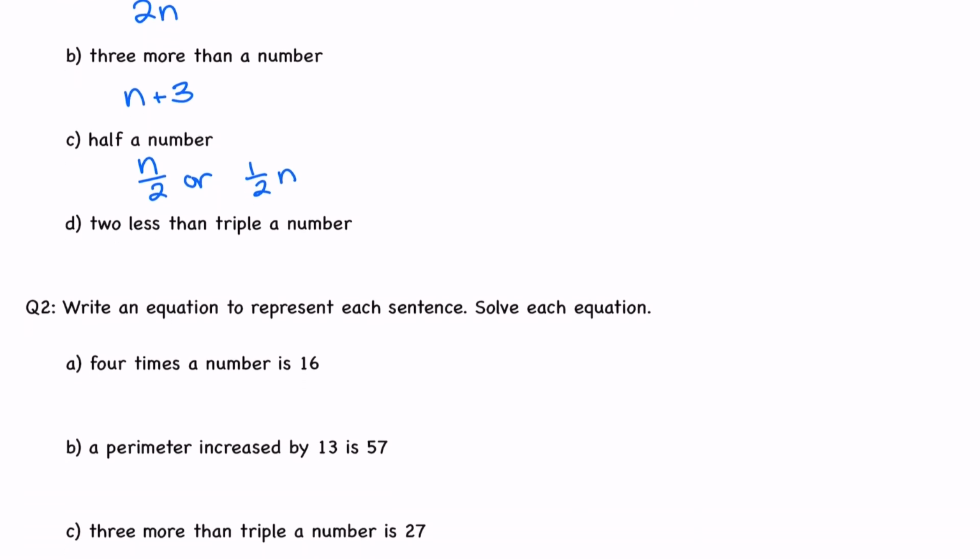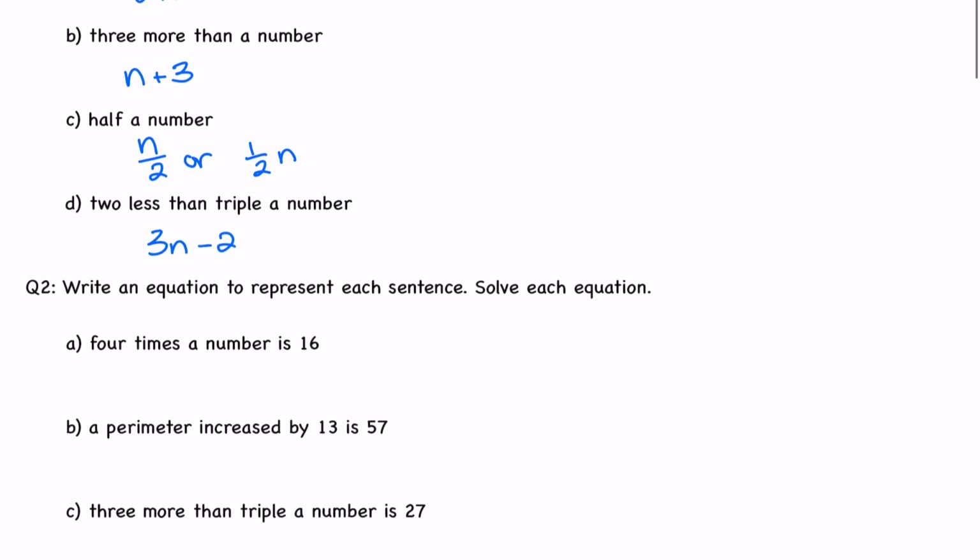And 2 less than triple a number. So we have triple some number and then we're taking away 2. So we have 2 less than triple the number. So we're tripling our number and then we're taking away 2. So that's how we get that.